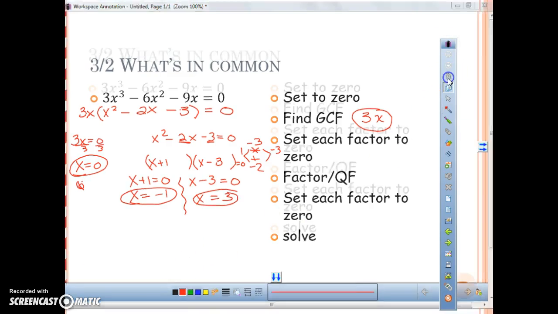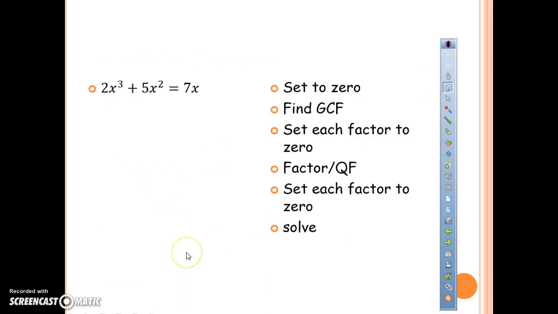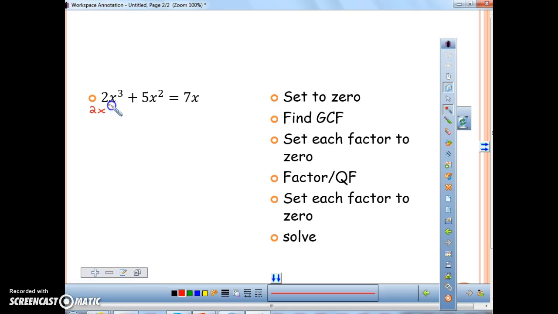All right, let's look at the next one. So step 1, we need it to equal 0 before we start. So how can we make this one equal 0? There we go. Subtract 7x. So we have 2x cubed plus 5x squared minus 7x equals 0. Also notice that I'm making sure that my exponents go down by 1 each time. I do want my exponents in order to factor.